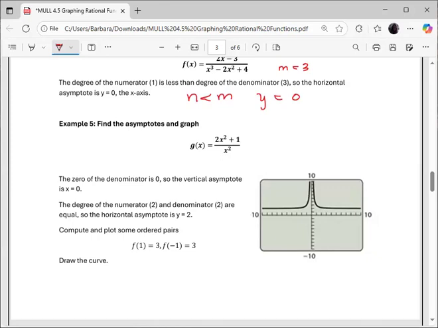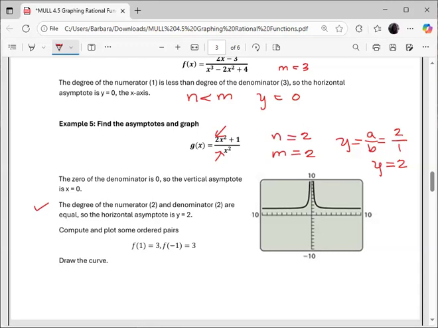In example 5, we can see the degree of n is 2, the degree of m is also 2, and since the degrees are equal, the horizontal asymptote is a over b. A is the coefficient of the highest term, which is 2. B is the coefficient of the highest term in the denominator, which is 1. So y equals 2 is going to be our horizontal asymptote.